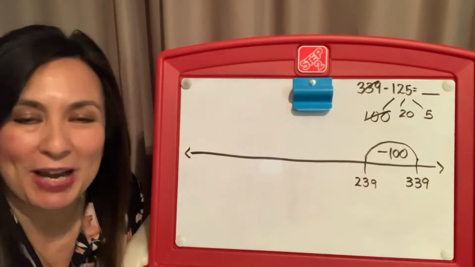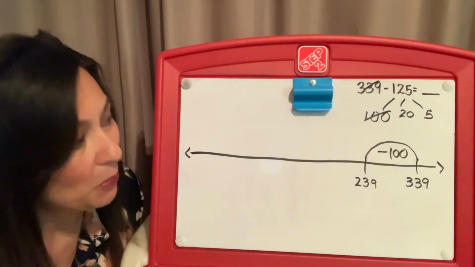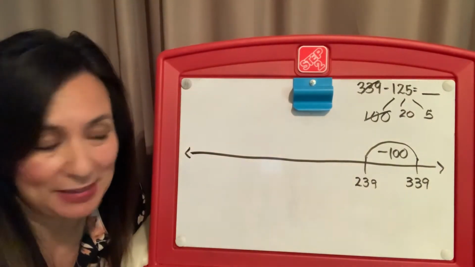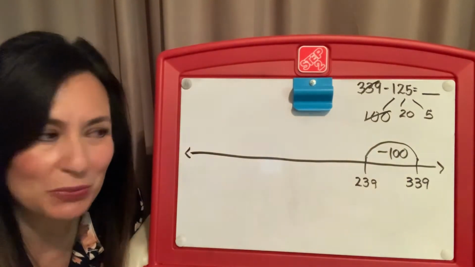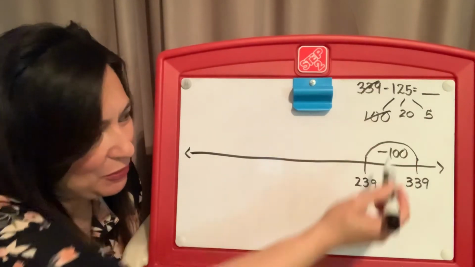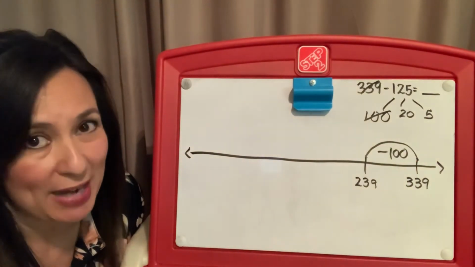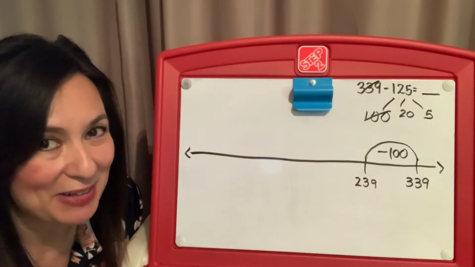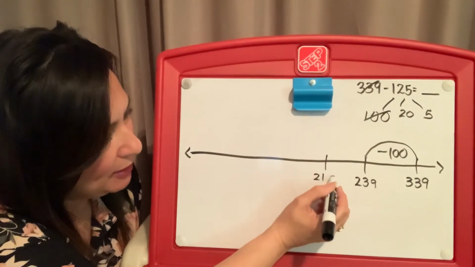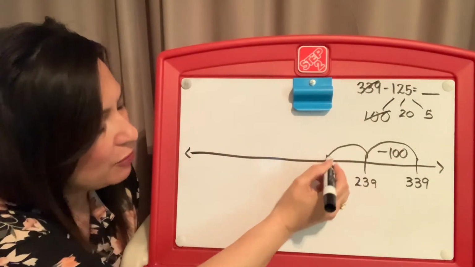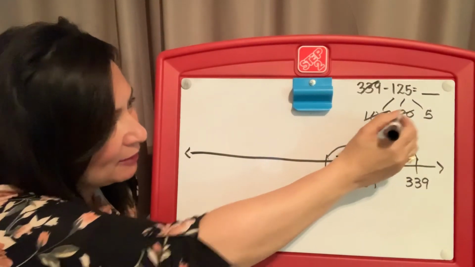Now I need to subtract 20. You can take 2 jumps of 10 if you want to, or you can subtract 20. Take a jump of 20. Well, 239 subtract 20 would get me to what? I just need to take 2 tens away from 3 tens. So 239 subtract 20 would be, say it with me, 219. So I'll position 219. I'll draw my jump and I'll label it subtract 20.